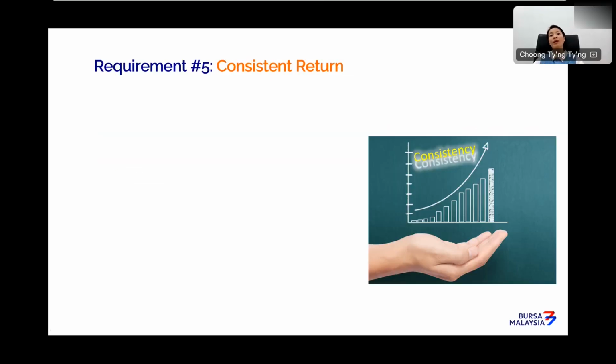Now, the last requirement is your consistent return. A consistent return, I wouldn't define on a monthly basis, and I would rather define it not even on a yearly basis, but rather you pull it through, for example, 5 to 10 years. Are you able to generate an average yearly return that is considered consistent? So from that perspective, from a long-term perspective, once you average it out, you must be able to cover your monthly fixed expenses.